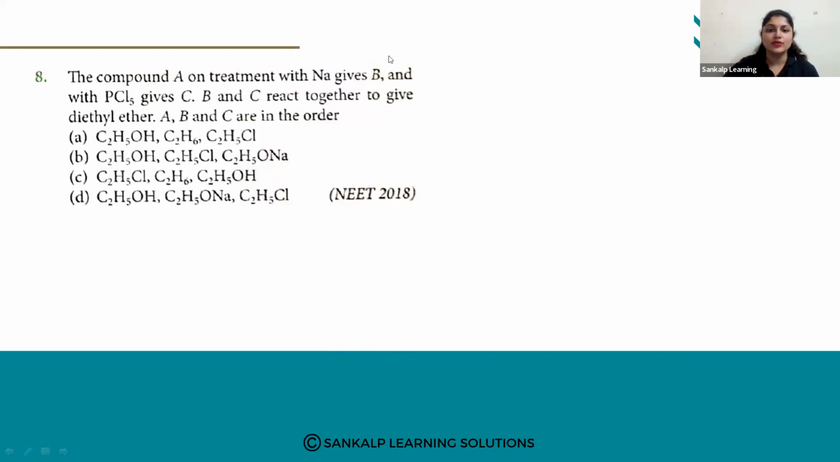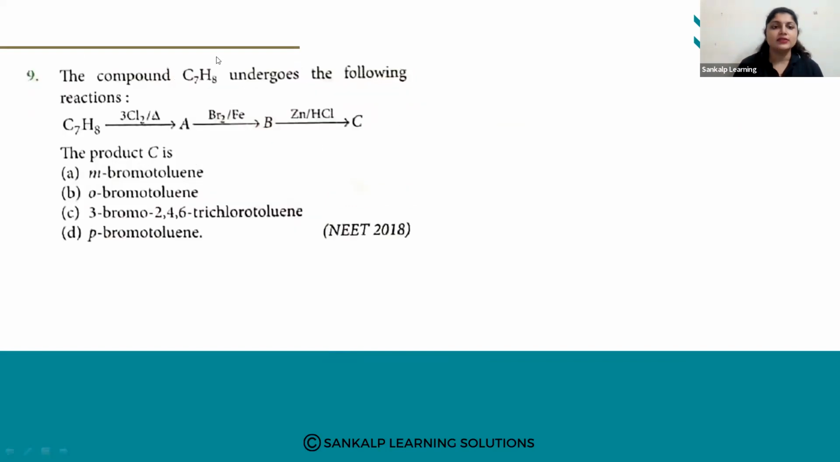Okay, so we'll go for the next one. The ninth one. The compound C7H8 undergoes the following reaction. So the compound is given as C7H8. Remember, whenever there are more than C6, that means there is an involvement of a benzene ring.